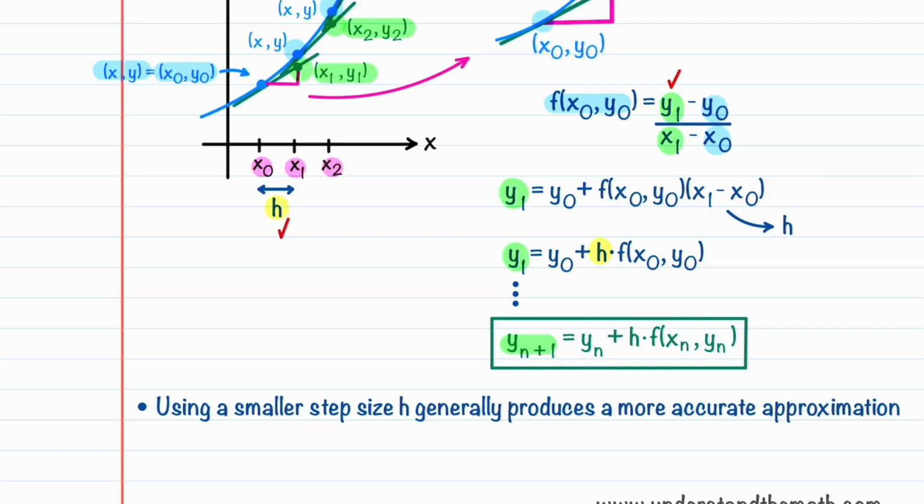I want to make one more note about step size. Using a smaller step size h generally produces a more accurate approximation. And I'll show you how that works in our example.